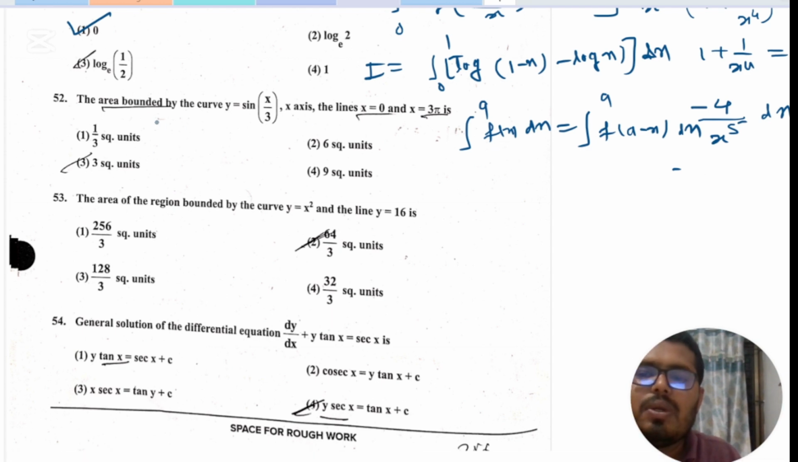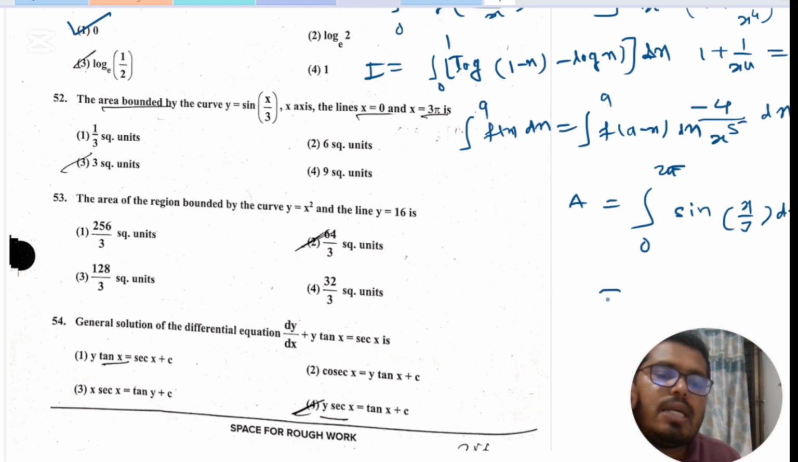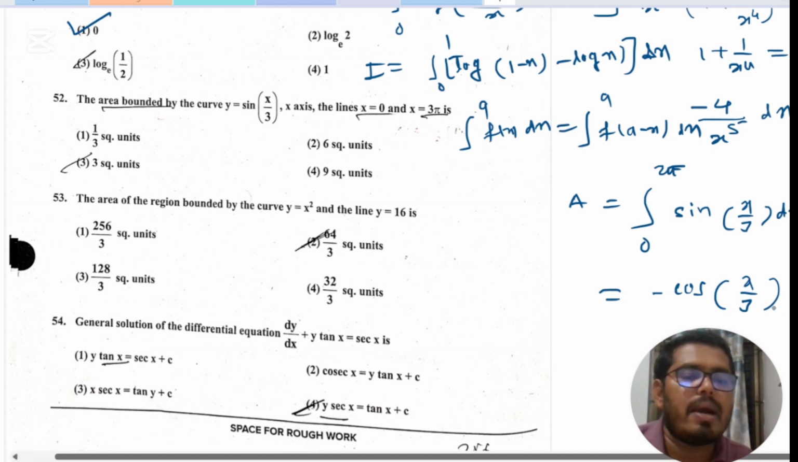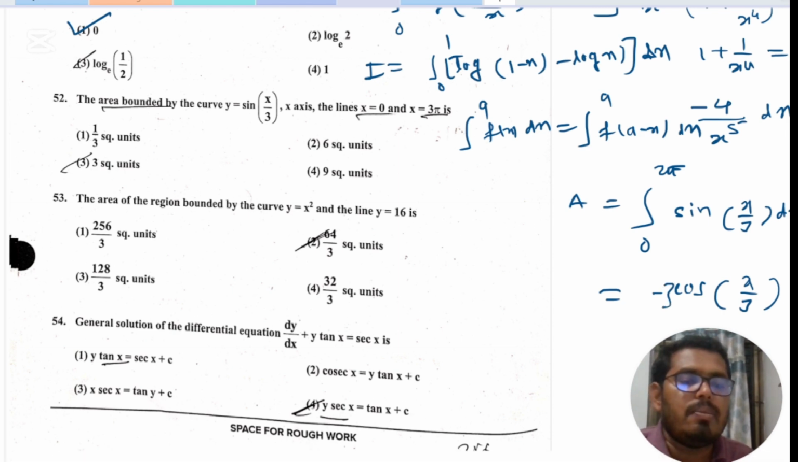Question number 52. The area bounded by the curve y equal to sine of x by 3, the x-axis, with the lines from 0 to 3 pi. Therefore, the area is equal to the integration from 0 to 3 pi of sine of x by 3 dx. Integration of sine of something is minus cos of x by 3, divided by the derivative of x by 3, which is 1 by 3, with limits 0 to 3 pi.